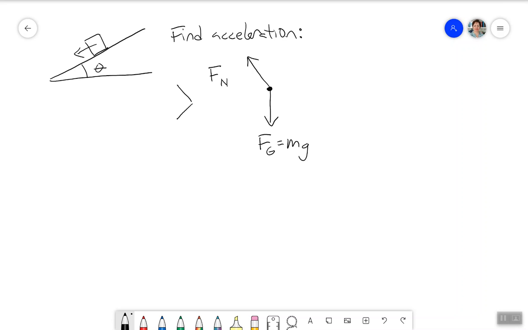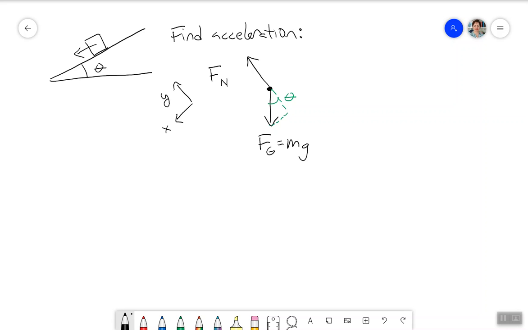If we choose axes that go x and y like this, that means that we need to take the gravity vector and separate it into components. So one component in the x direction and one in the y direction, where the vector itself, that's the hypotenuse. And now this angle is theta.